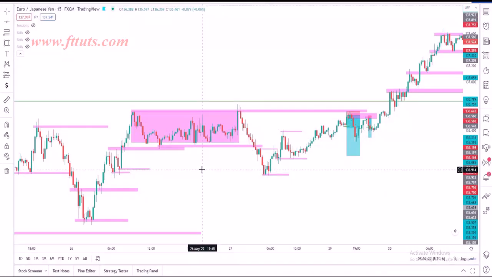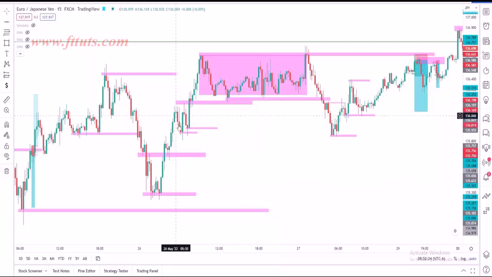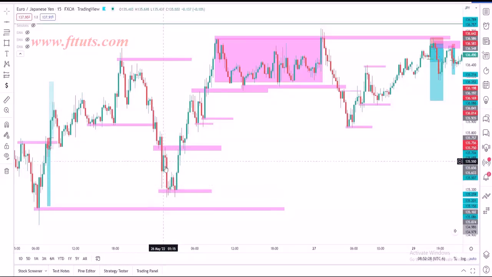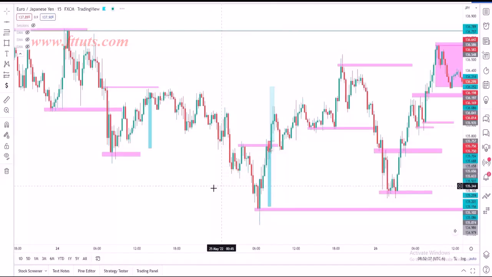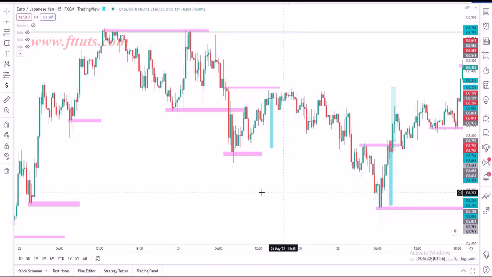That's how the market is going to move. Some form of consolidation and then a move away. A little consolidation, move away. Consolidation, move. A little consolidation, move. Okay, we don't know how long the consolidation is going to last. We don't know how big it's going to be. We don't know how big the move away is going to be either.